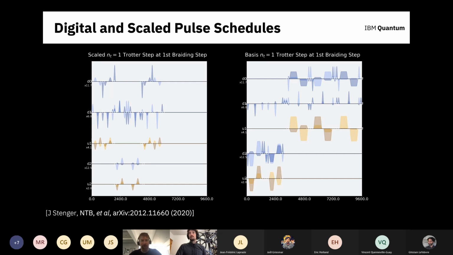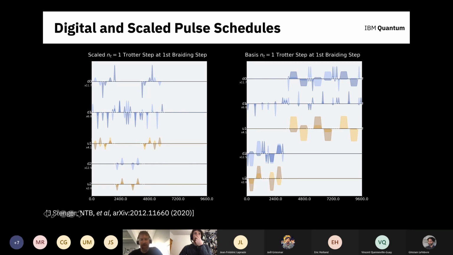One of the ways you can really see what happens is if you look at one of the steps. If we look at a single Trotter step in one of the braiding steps, and this is the first one, different from the 0th one, so it's actually the second one, you can look at the pulse schedules that are generated by what each circuit would do. And I can see right now where I have the scaled ones, I'm doing a lot less of the yellow. That's the cross resonance pulses, and that's where most of my error is coming from.